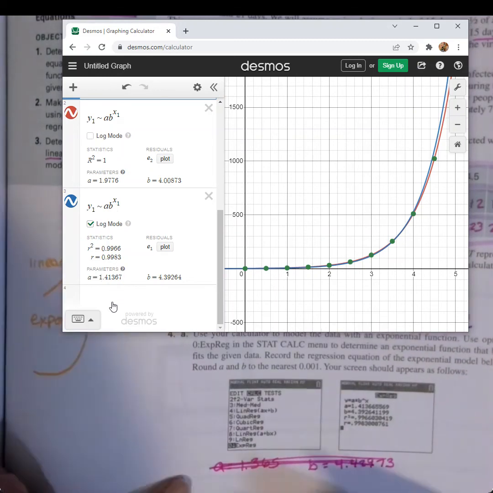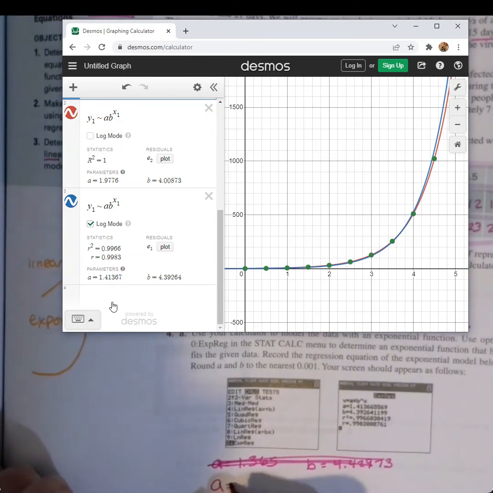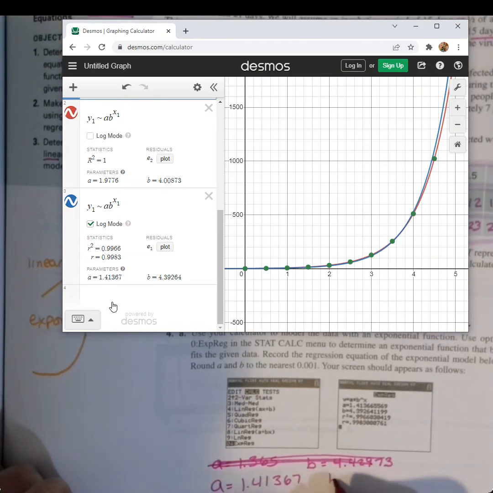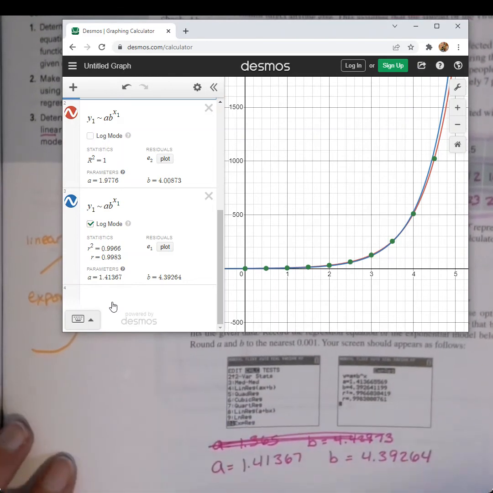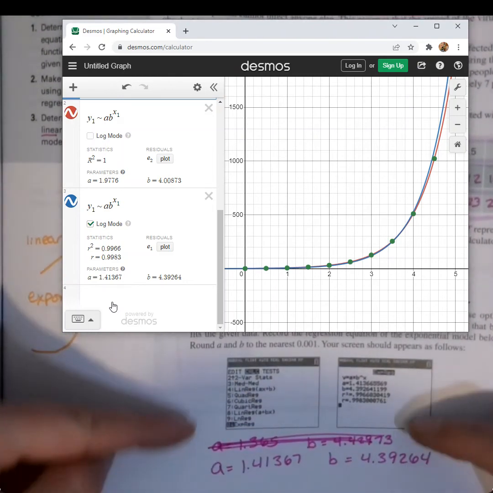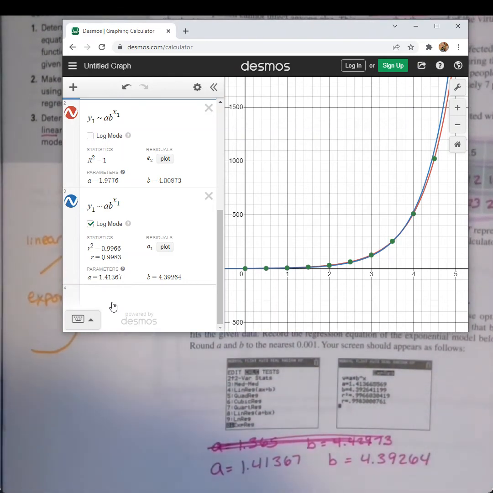Let me go ahead and rewrite my A value with the log mode. It is 1.41367, and the B value with the log mode is 4.39264. One tiny little digit there, and we do see a bit of change between these values.